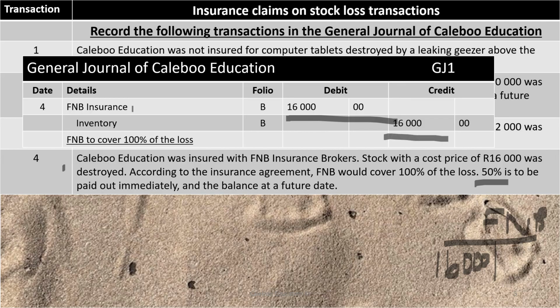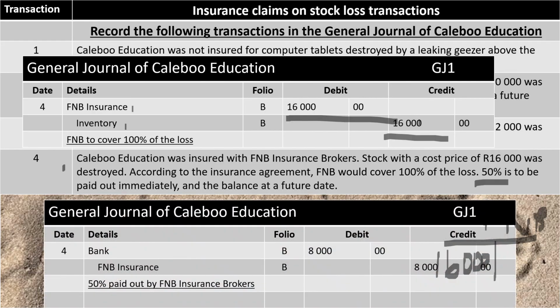And what happened to our inventory? 16,000 Rand cost price of inventory was destroyed. So inventory, a decrease in assets, credit 16,000. Now FNB pay us the balance at a future date. FNB paid us 50% immediately, but I first recorded the full amount in the FNB account. So now we receive the money, bank is debited, and FNB is credited with 8,000.